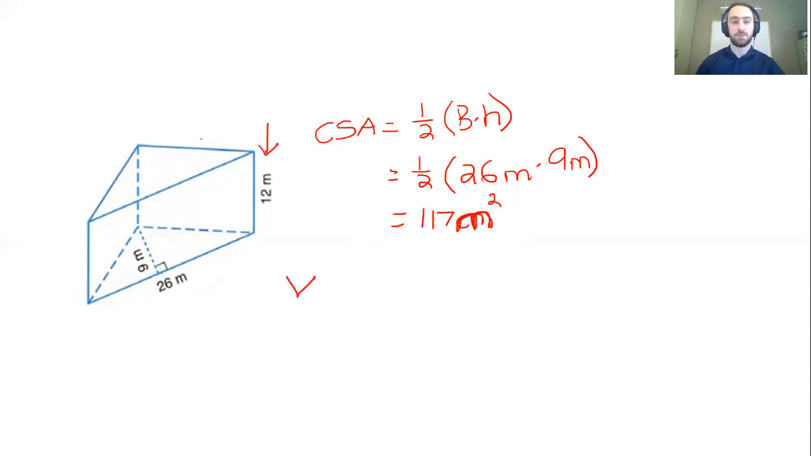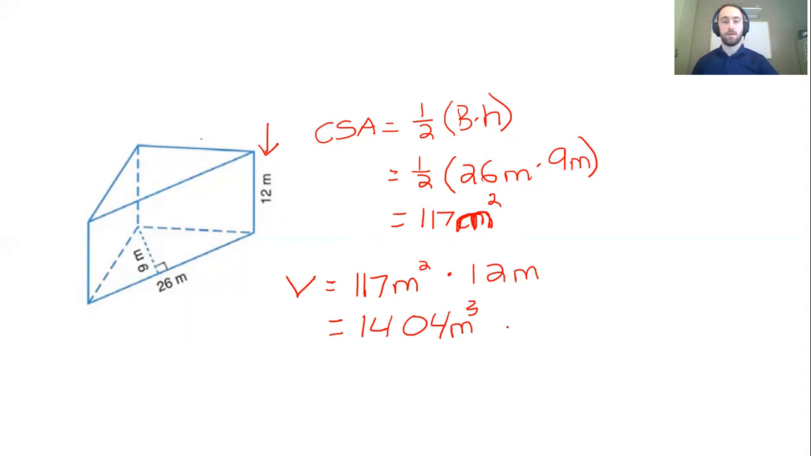And now for volume, we know that we take our cross-sectional area and we simply multiply it by the depth of the prism, which in this case is 12 meters. So we have 117 meters squared multiplied by 12 meters, giving us a final volume of 1,404 meters cubed. So again, nothing changes between triangular prisms and rectangular prisms.